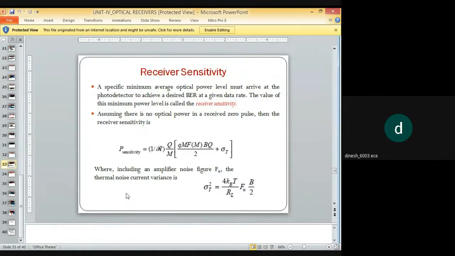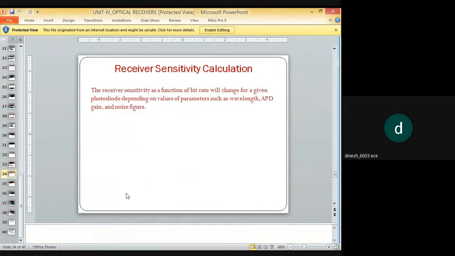P sensitivity is equal to 1 by responsivity into Q by M, times (M Q B divided by 2, plus sigma T). So the receiver sensitivity as a function of bit rate will change for a given photodiode depending on values of parameters such as wavelength, avalanche photodiode gain and noise.